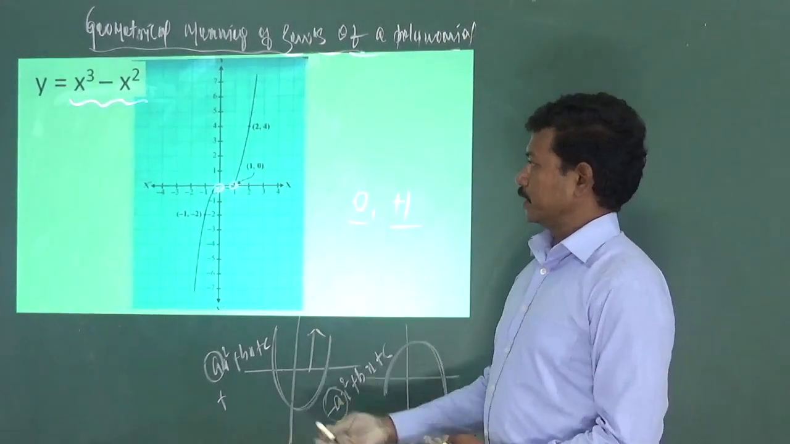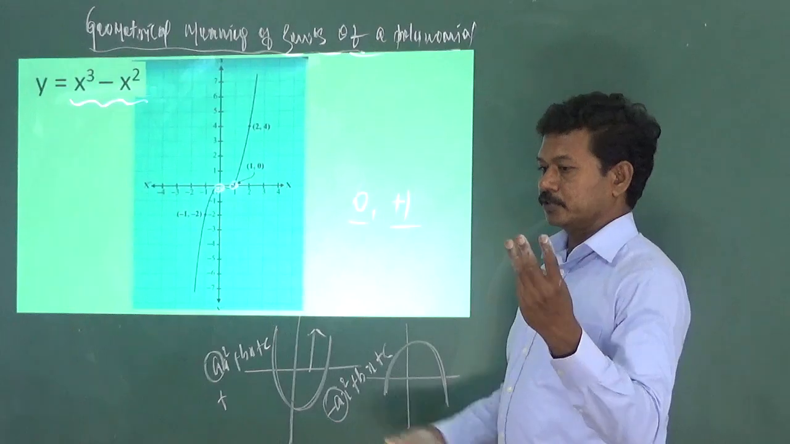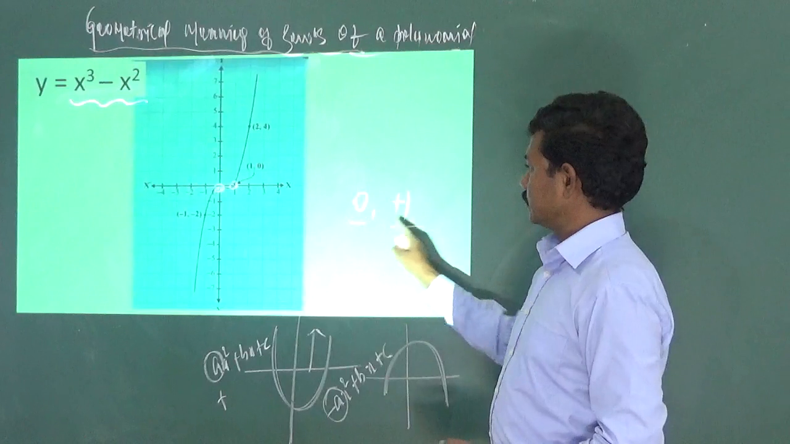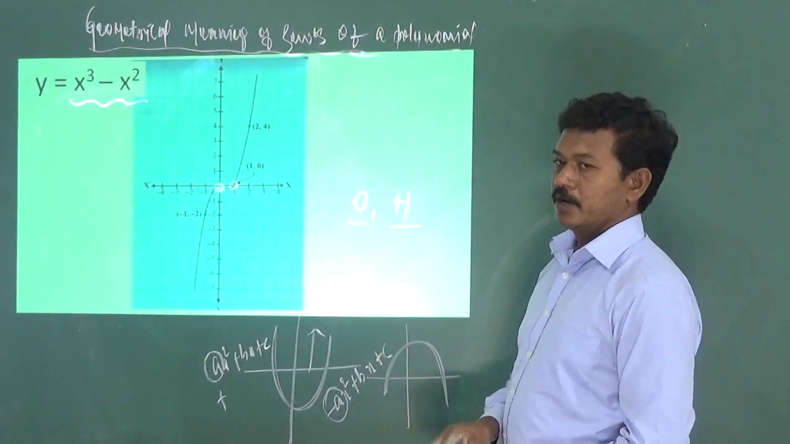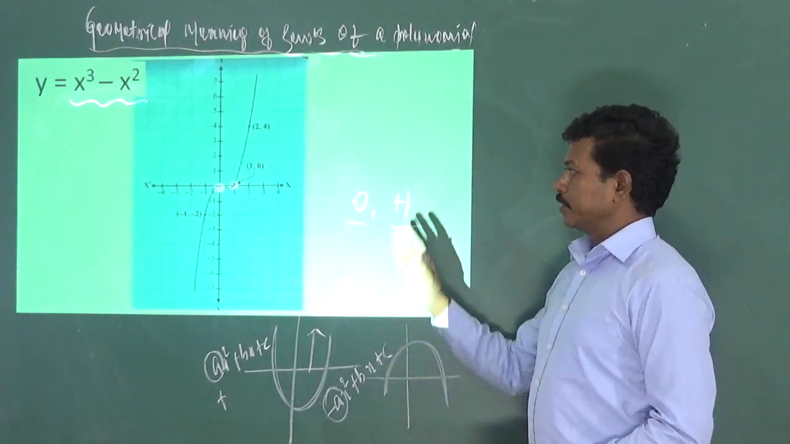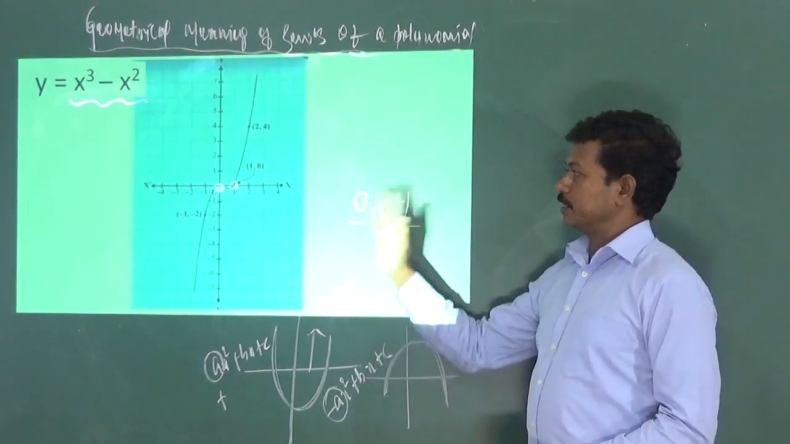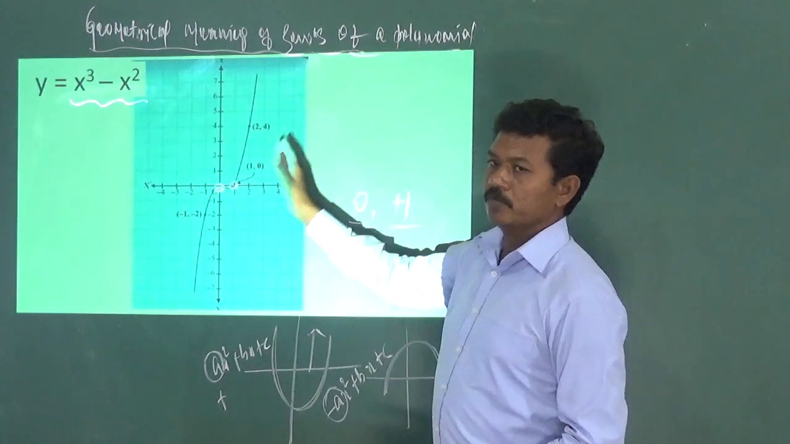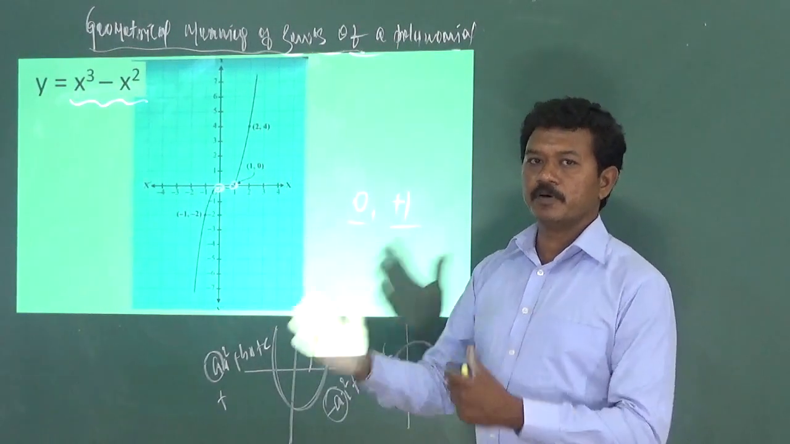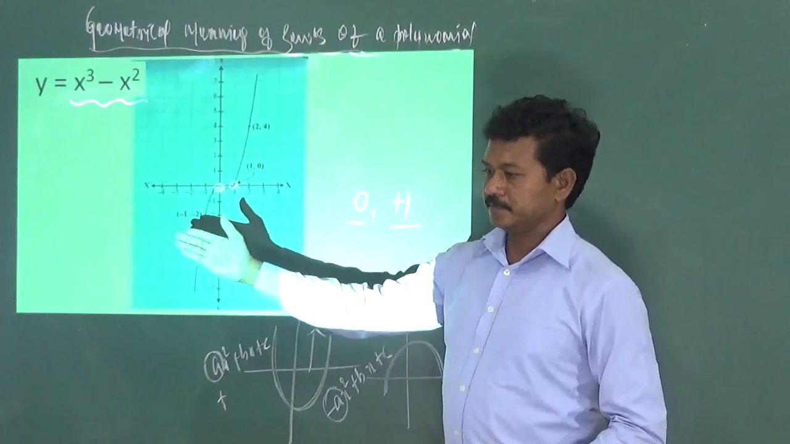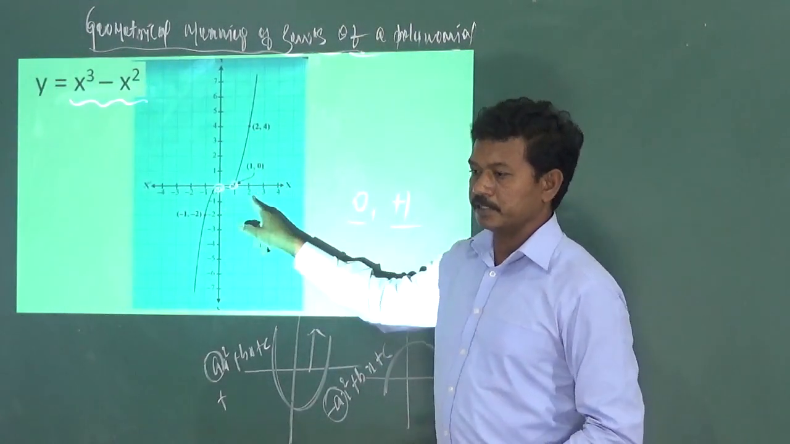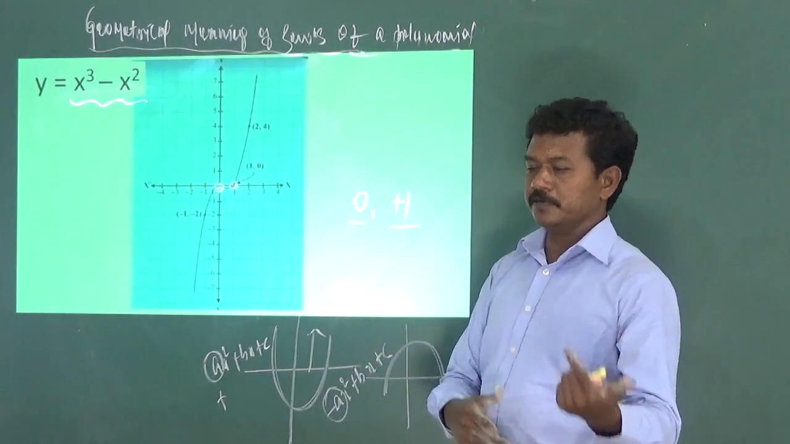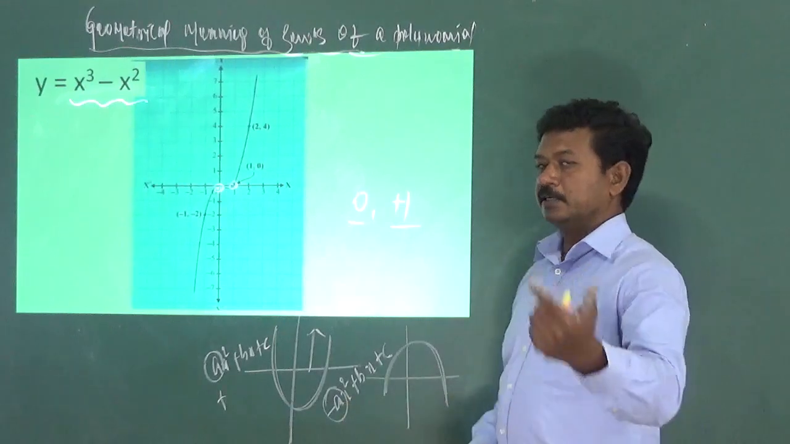So a cubic polynomial can have at most 3 zeros, what you saw in the first example. In the second example you saw 1 zero, and in this example you are seeing 2 zeros. So how to identify the number of zeros of a polynomial in a given graph? Very simple. Look at the graph, at how many distinct points it cuts the x-axis. Here it cuts the x-axis at 2 distinct points, therefore it has 2 zeros. If it cuts at 1 point, it has only 1 zero. If it cuts at 3 distinct points, it has 3 zeros.